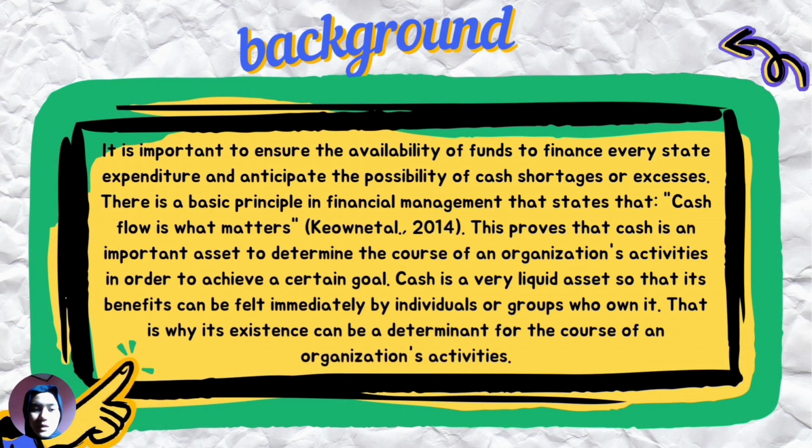And for the background, it is important to ensure the availability of funds to finance every state expenditure and anticipate the possibility of cash shortage or excess. There is a basic principle in financial management that states that cash flow is what matters (Keown et al., 2014). This proves that cash is an important asset to determine the course of an organization's activity in order to achieve a certain goal. Cash is a very liquid asset so that its benefit can be felt immediately by individuals or groups who own it. That is why its existence can be a determinant for the course of an organization's activity.